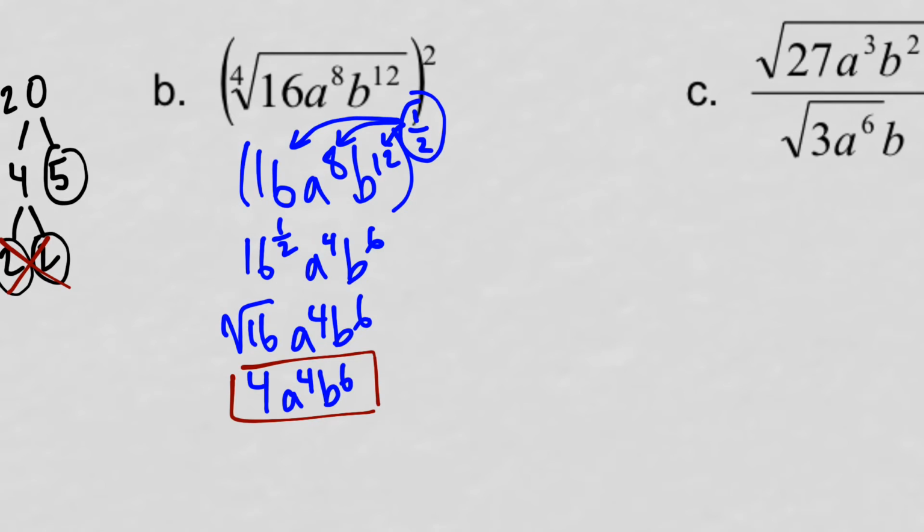There are other ways you could have gone about this problem, right? For example, you could have found the fourth root of each one first, right? Divide in, 4 goes into 8 twice, so it's a squared that goes outside. 4 goes into 12 3 times, so it's b cubed that goes outside, right? And then taking care of the power that is outside. You would still get the exact same answer, though, if you decide to go that way.